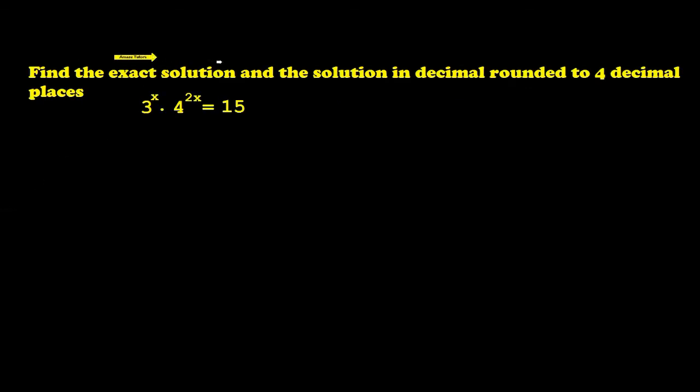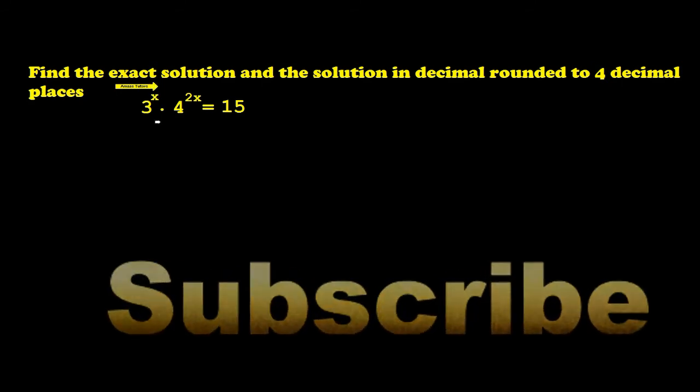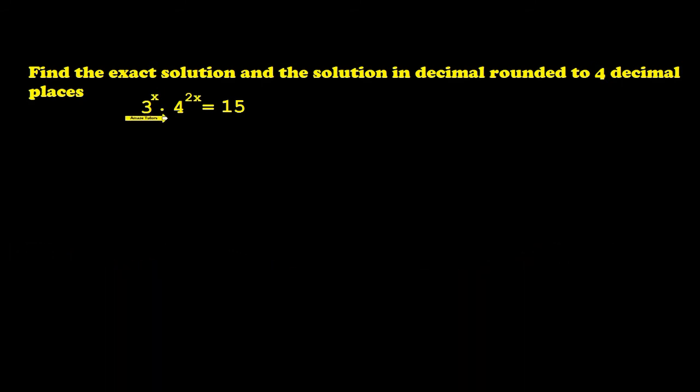Find the exact solution and also the solution in decimal form, rounding to 4 decimal places. 3 to the power x times 4 to the power 2x equals 15. This can be rewritten in this manner.